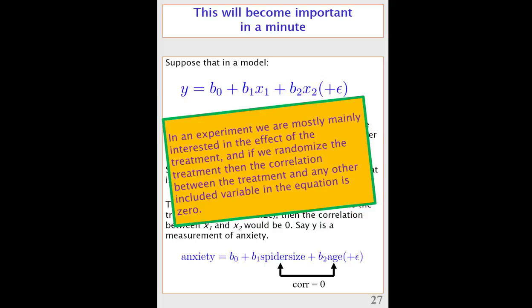Sample size, then the correlation between these two will be, let's say, close to zero, or close enough. Okay, hold that thought.